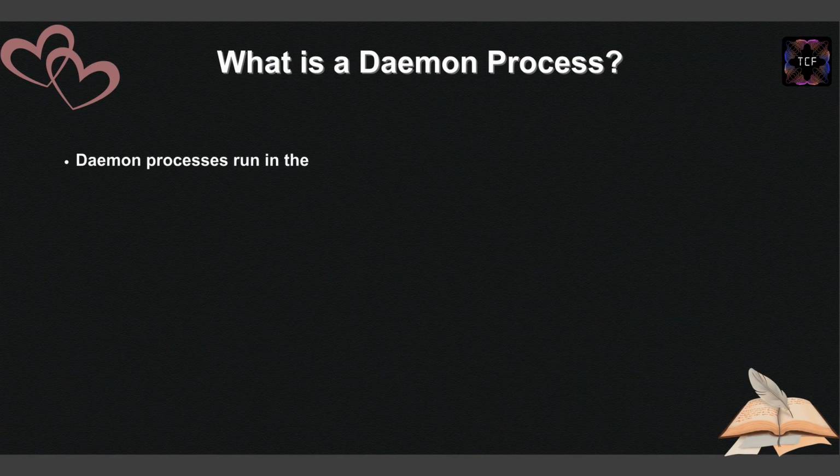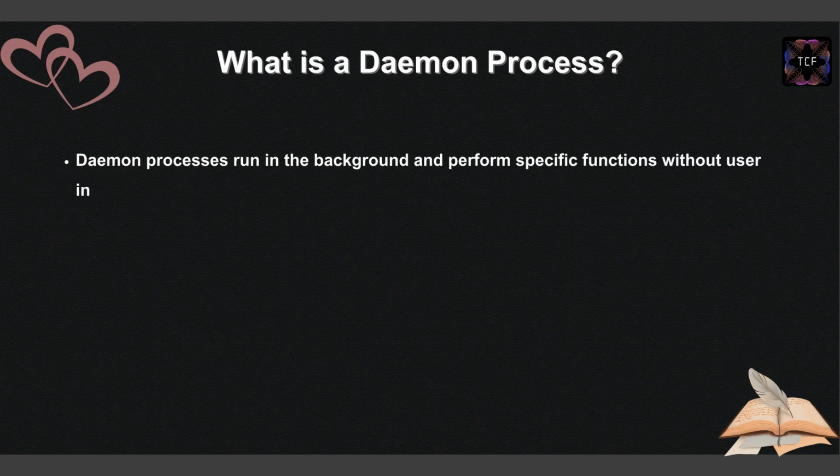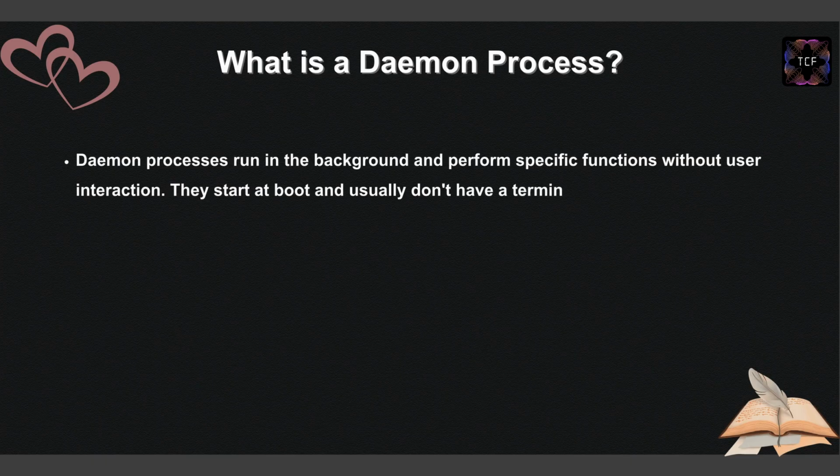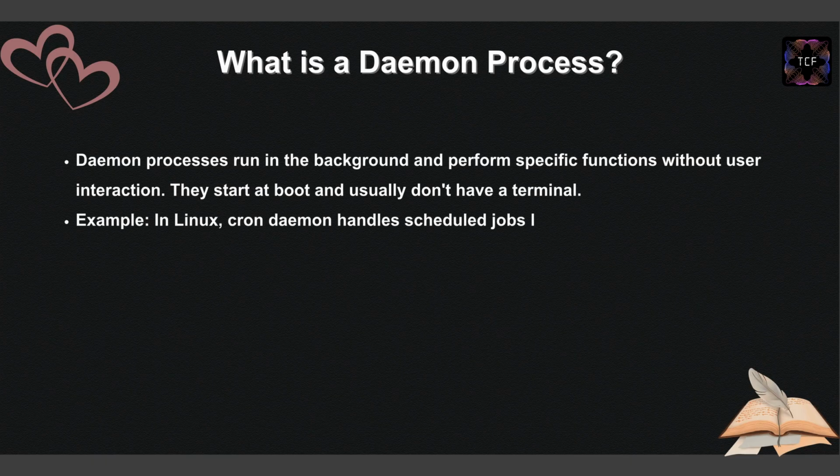What is a daemon process? Daemon processes run in the background and perform specific functions without user interaction. They start at boot and usually don't have a terminal. Example: in Linux, cron daemon handles scheduled jobs like backups or updates.